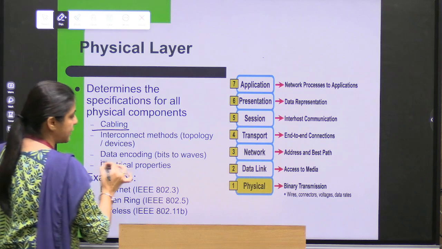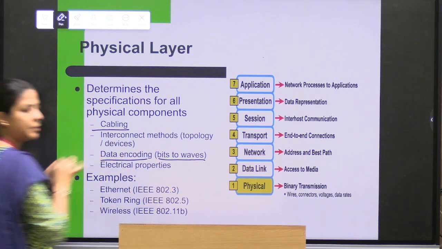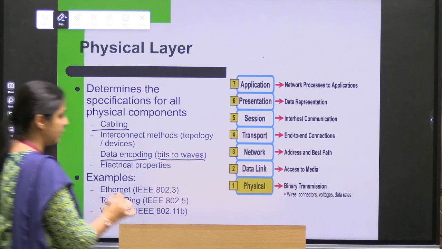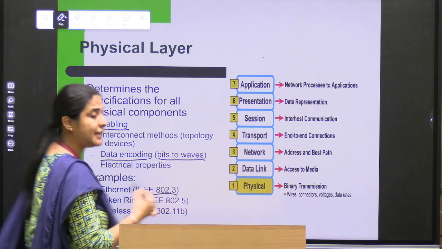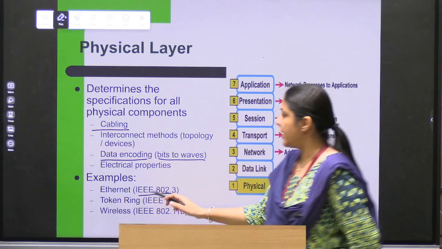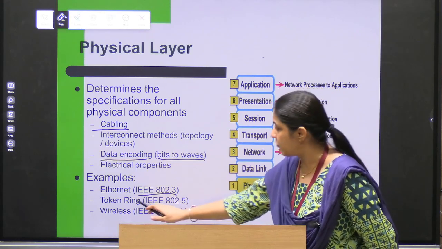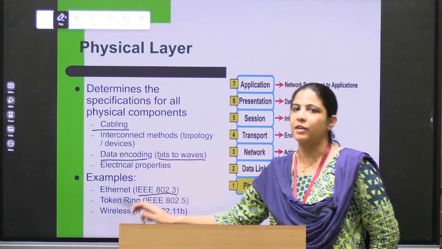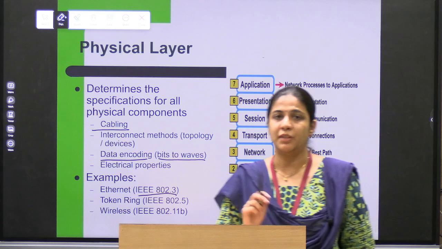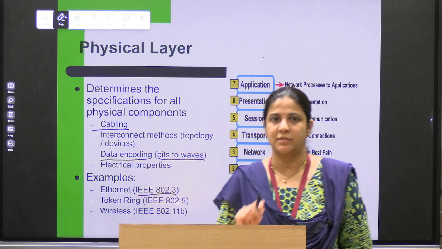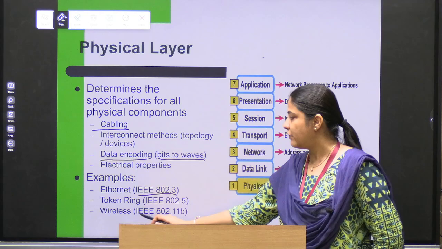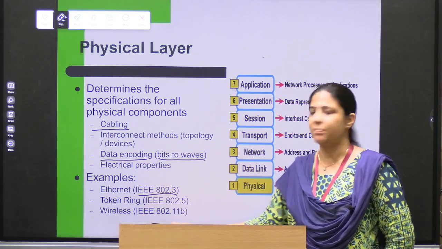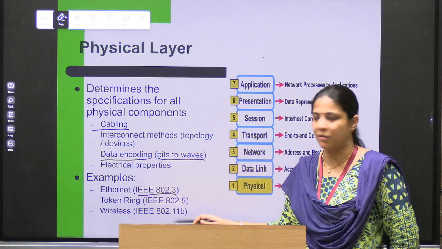It also helps in data encoding, that is bits to wave, and the examples are Ethernet standards like 802.3, token ring, that is IEEE 802.5, and if we want to send our data without using any wires, that is a wireless connection, then we can use the standard IEEE 802.11b.